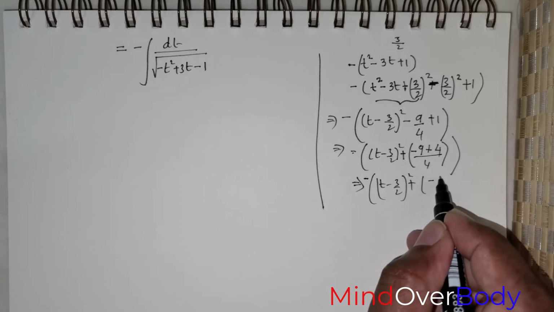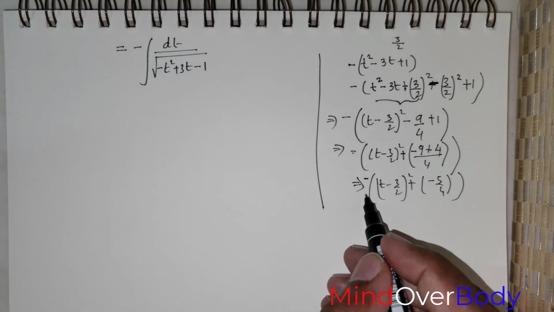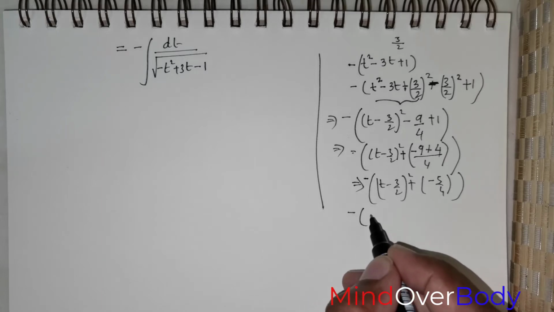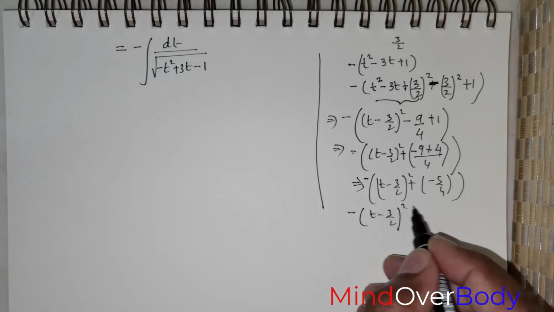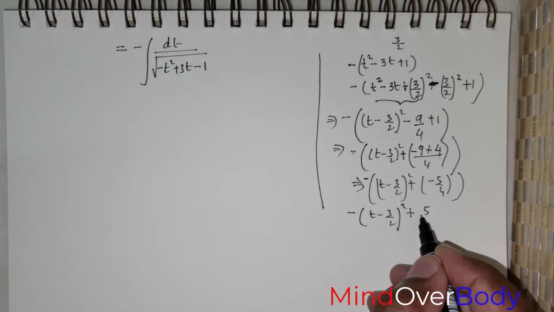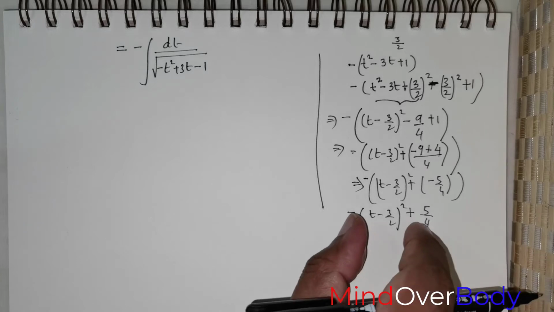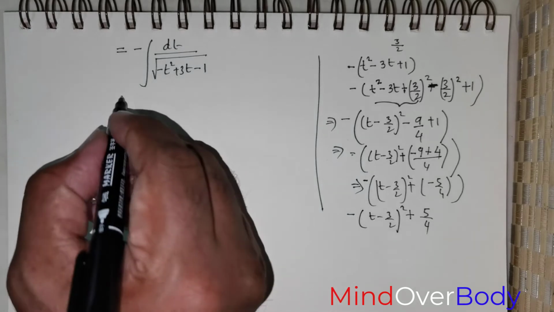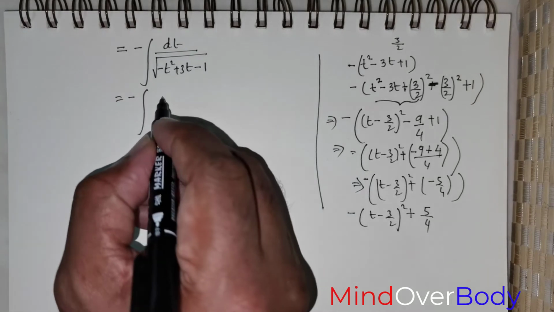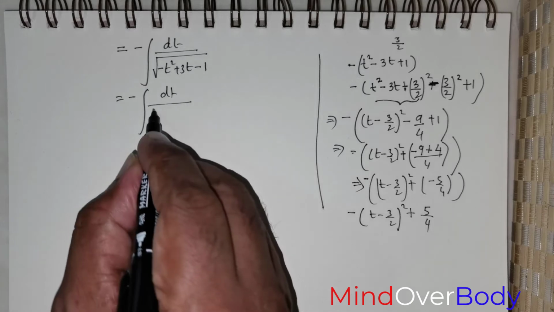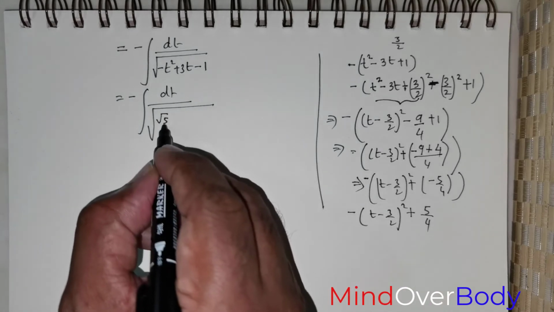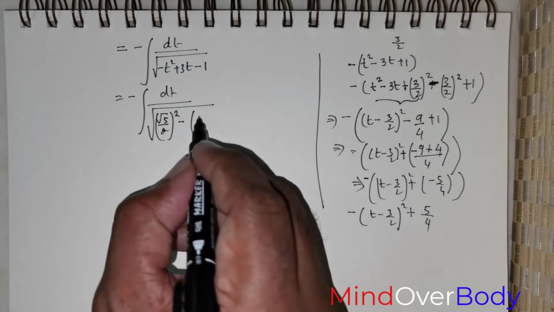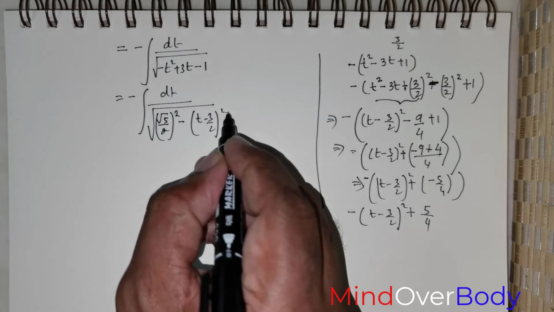This is going to give me negative 5 over 4, right? But I've already taken a negative sign. Now if I were to bring the negative sign inside, this is going to be negative (t − 3/2) raised to the power of 2. This is going to give me positive 5 over 4, right? So this is nothing but this, right? So I can rewrite this as negative integral dt over root of (5/2) raised to the power of 2 negative of (t − 3/2) raised to the power of 2.